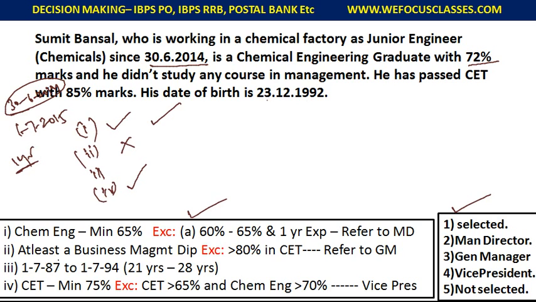Fourth condition satisfied. His date of birth is 23/12/1992. Now check whether his date of birth is between 87 and 94 or not. Yes, 92 falls between these two. So he has fulfilled the third condition also. So he fulfilled the first, third and fourth conditions, but he failed at the second condition.